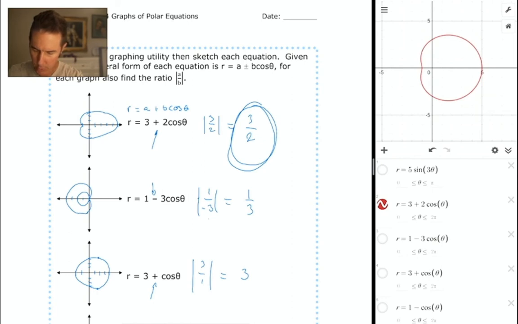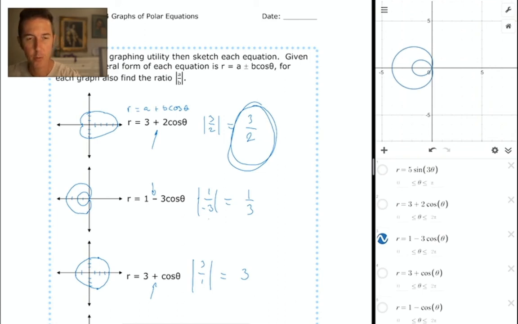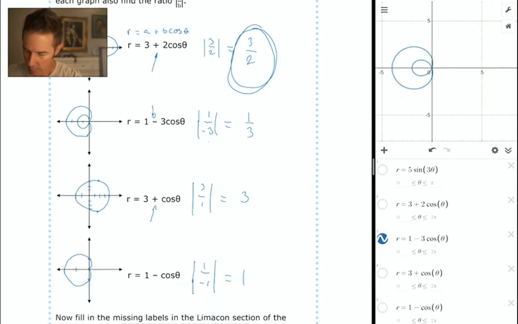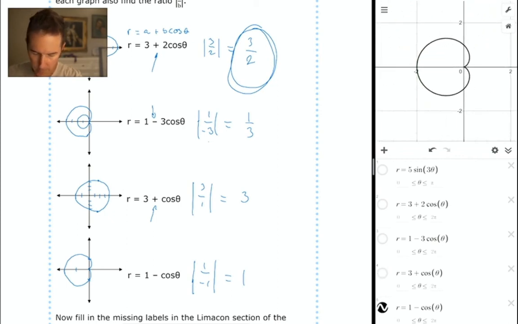And then in graph number 2, where the ratio is equal to 1/3, our graph has the full loop on the inside of it. So that's with a ratio that is between 0 and 1. The next one almost looked like a circle. And it has a ratio that's larger than 2. And finally, we've got the peach. The dimple on the right-hand side this time presses all the way in to where it touches the pole, but it doesn't go so far as to have a bubble on the inside of it like in our second graph. And that's with a ratio equal to 1.